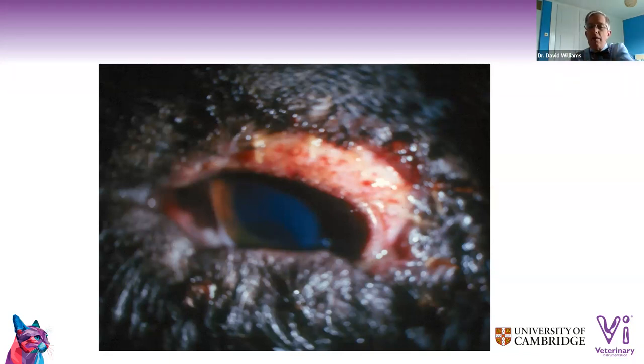The trouble is, I'm very bad at taking pictures long 2 months after surgery. People generally, if they're happy with the dog, they don't come back. So I haven't really got any good pictures of this technique once you've finished it, but it works absolutely perfectly. Really, really, really worth doing.